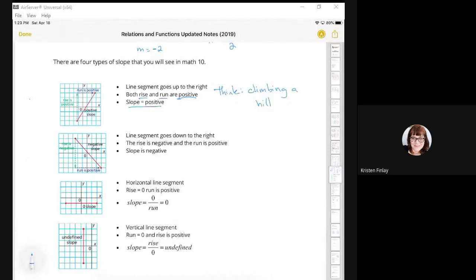Now, the second type, the line segment goes down to the right. The rise is negative because the y starts higher than it ends, and the run is positive. The slope would then be negative. So think going down a hill.